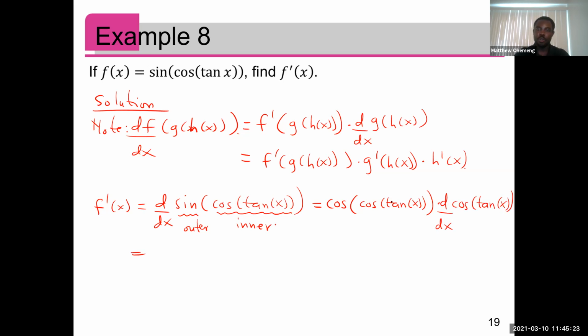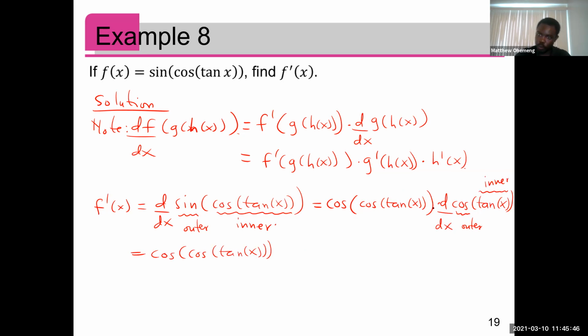And then you just ignore the first piece and focus on where the differentiation operator is attached, right? So I just repeat the cosine of tan of x, and then the derivative of cosine tan of x. That one is also a composite function where my outer is cosine, and my inner is tan.